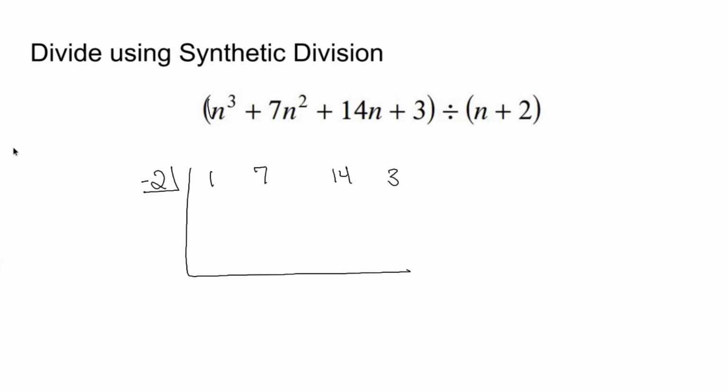In synthetic division, the first step is to always drop down the first number. Take that number and multiply it to your root. So 1 times negative 2 is negative 2, and place it underneath the next number. Add these two numbers. 7 plus negative 2 is 5, and then repeat the process. 5 times negative 2 is negative 10. Add the numbers. 14 plus negative 10 is 4. 4 times negative 2 is going to be negative 8. Add the numbers. 3 plus negative 8 is negative 5.